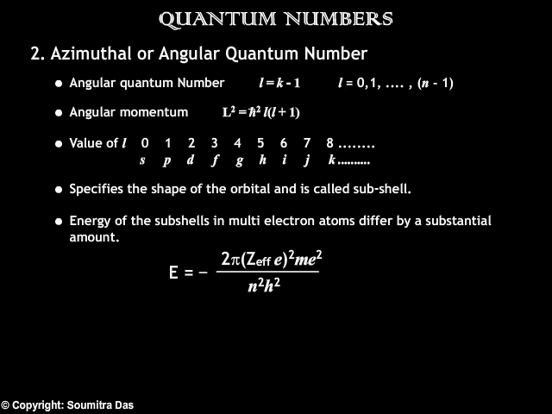In fact, the energy of a subshell depends both on principal quantum number n and angular quantum number l. It has been found that lower the value of n plus l, the lower will be its energy. The maximum number of electrons in a subshell is 4l plus 2. Number 3. Magnetic quantum number.